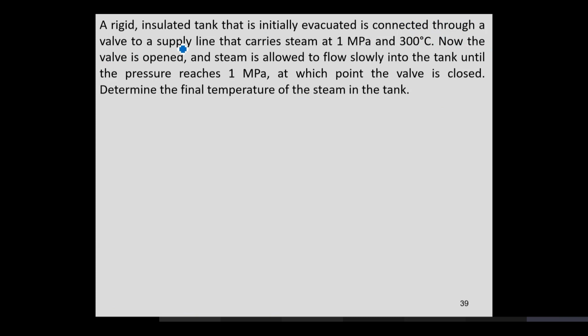So let us have a look at an example which says that a rigid insulated tank is initially evacuated. Evacuated means that M at state 1, M1, is essentially 0. It's connected through a valve to a supply line that carries steam at 1 megapascal and 300 degrees centigrade. Now the valve is opened. The steam is allowed to flow slowly into the tank until the pressure reaches 1 megapascal, at which point the valve is closed. So at state 2, you only need the property of steam in terms of pressure. Determine the final temperature of the steam in the tank.